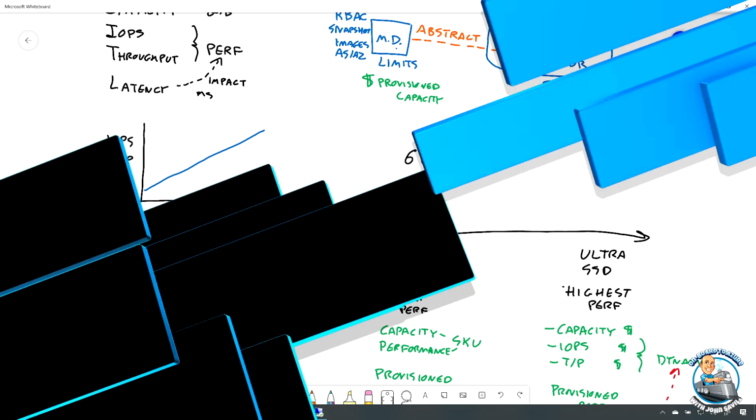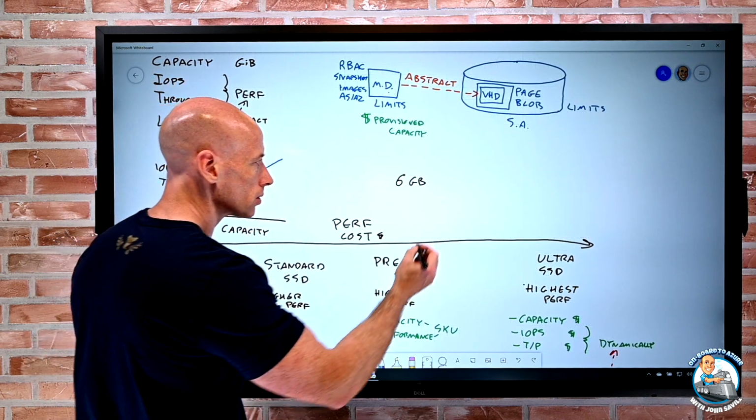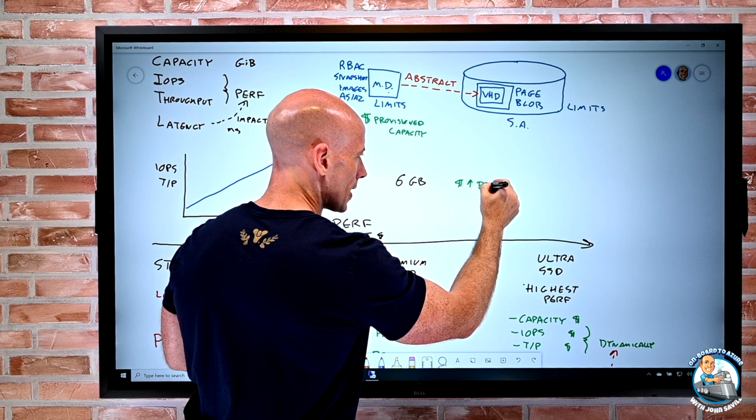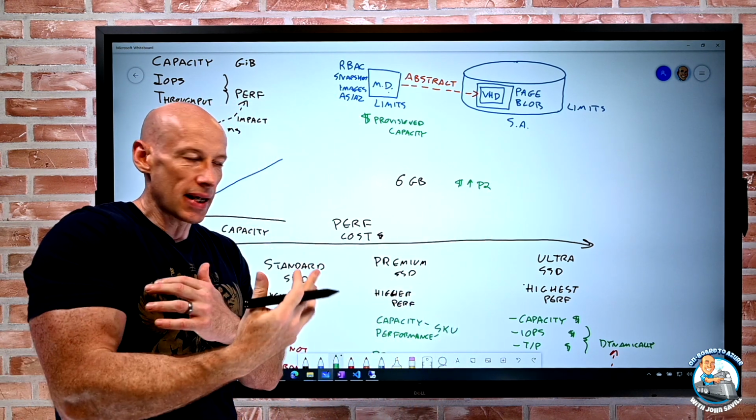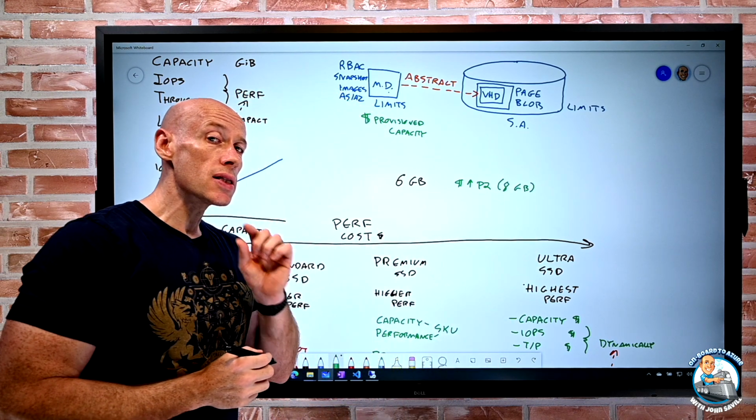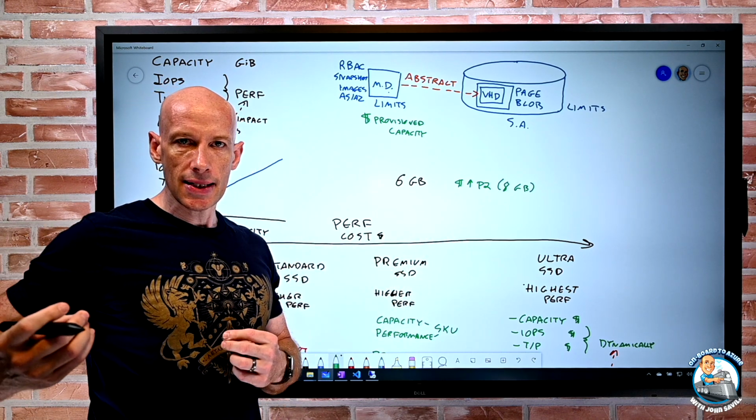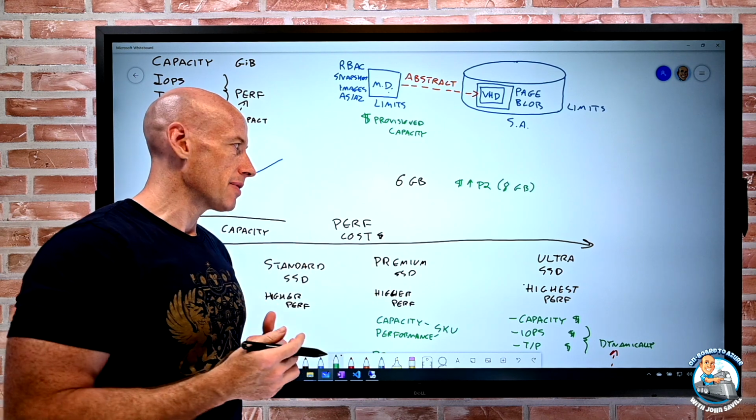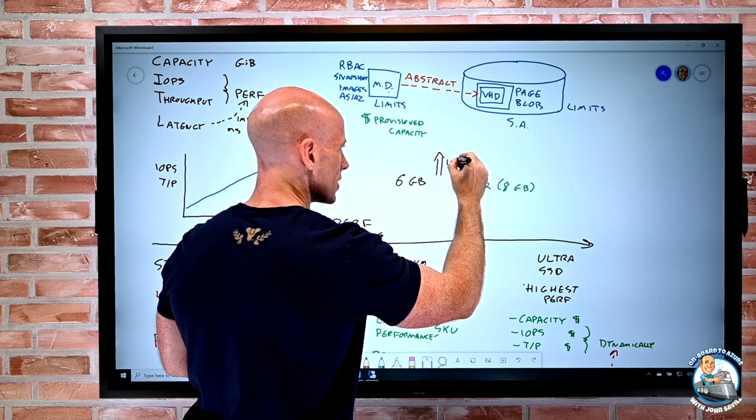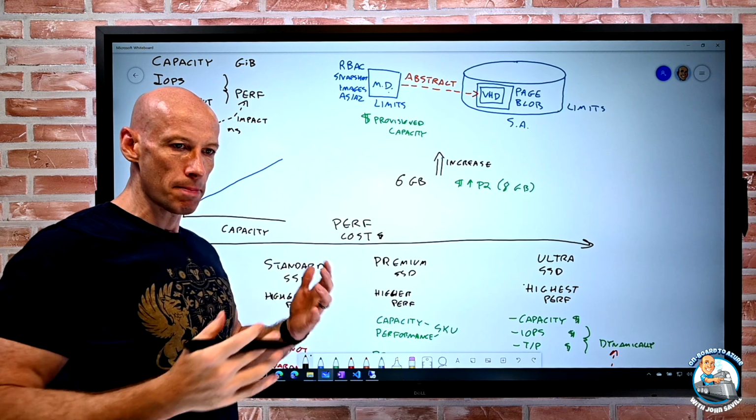So if I create a 6 gigabyte disk, what I'm actually going to get billed for is the next one up. So in this case, it would be a P2, which is obviously 8 gigabytes. I can resize disks. I have to either disconnect it or deallocate the VM it's connected to. So I can increase the size of a managed disk. So I can make them bigger.